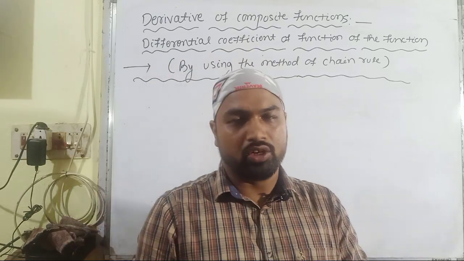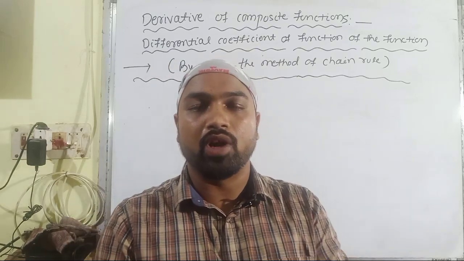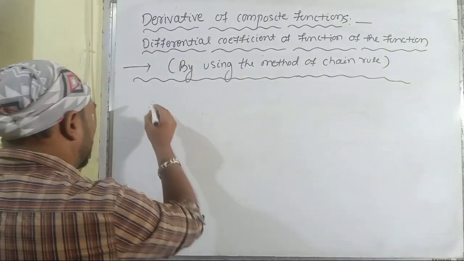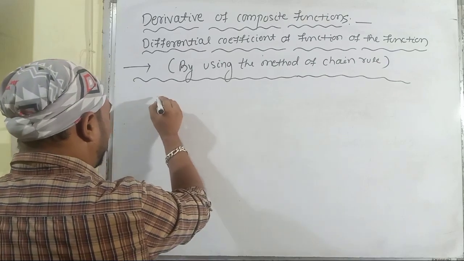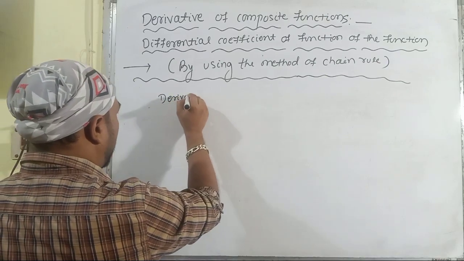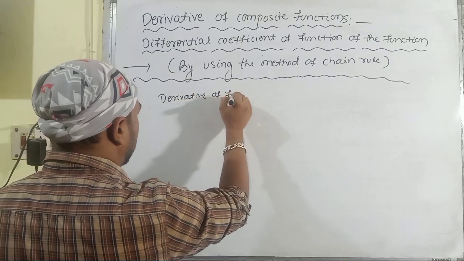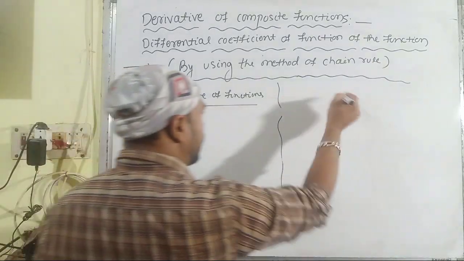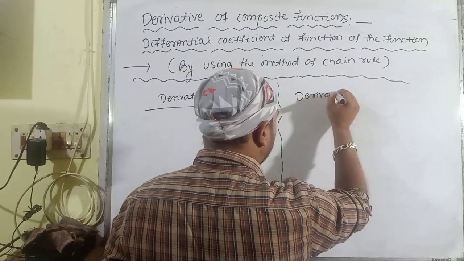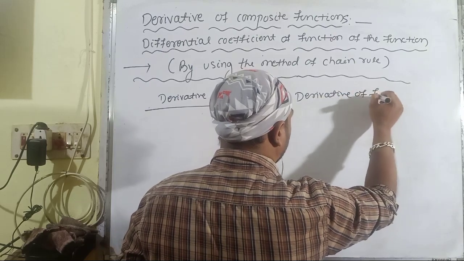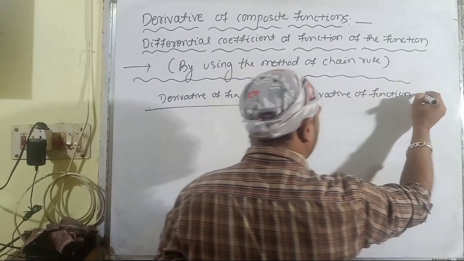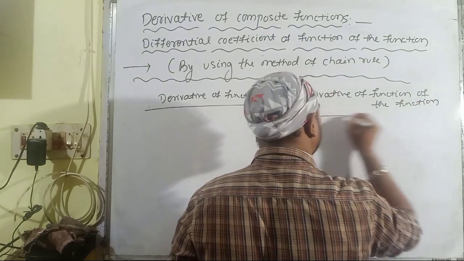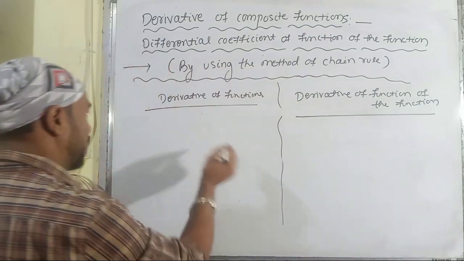Why should we use the chain rule instead of the general formulas of derivative that we have already used in previous sessions? In the previous video session we discussed the derivative of functions. Here we are going to use the derivative of a function of a function, which is called a composite function.